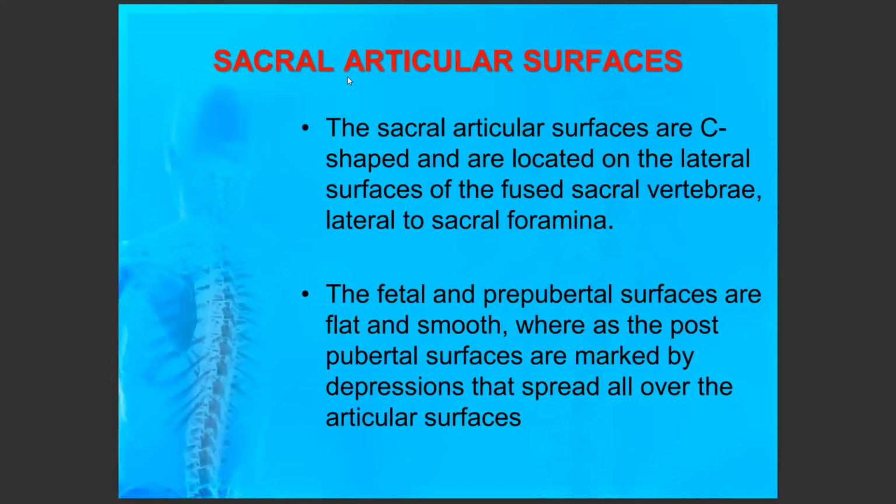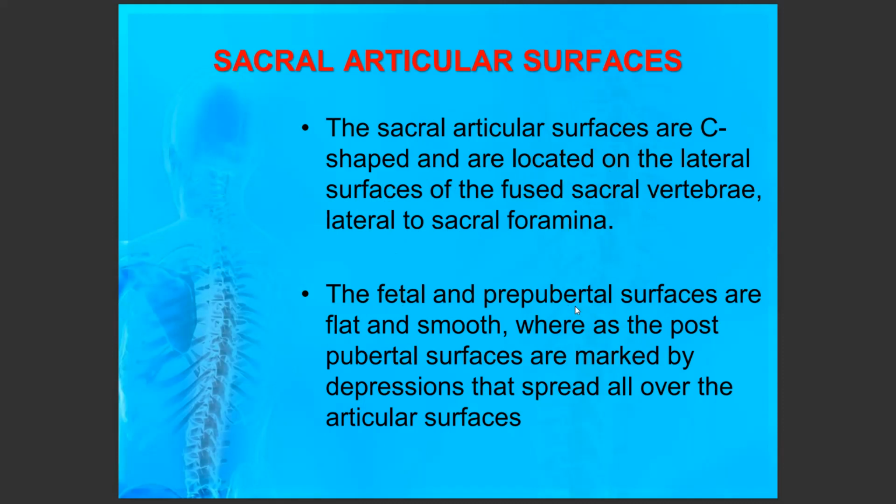Now we will discuss the two surfaces, the sacral articular surface and the iliac articular surface. We will also discuss what changes occur at the sacral and iliac articular surfaces from birth to adulthood. The sacral articular surfaces are C-shaped and are located on the lateral surface of the fused first, second, and third sacral vertebrae, lateral to the sacral foramen.